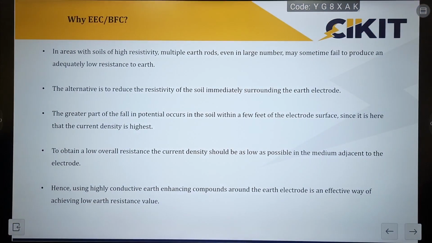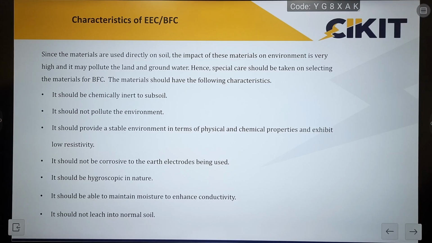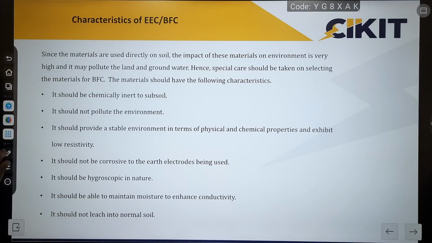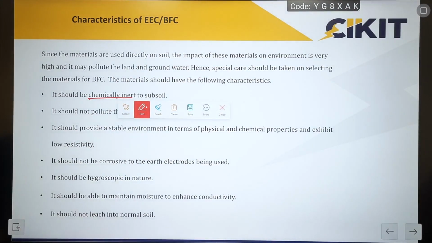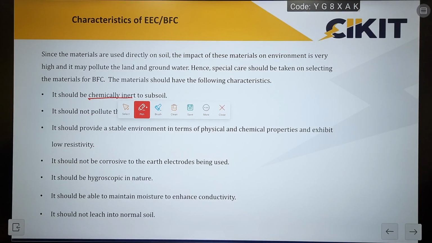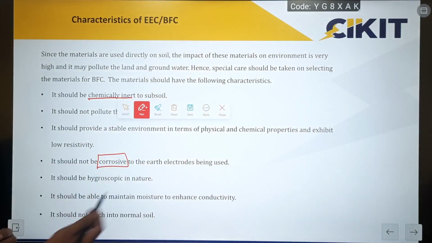And since we are directly dumping this earth enhancing compound into the soil, it should not pollute the groundwater. At the same time, it should not pollute the soil as well. So these are the characteristics of earth enhancing compound. It should be chemically inert and it should not pollute the environment. The most important thing is that we have to provide low resistivity. In order to provide low resistivity, we should not corrode this material, so it should not be corrosive.